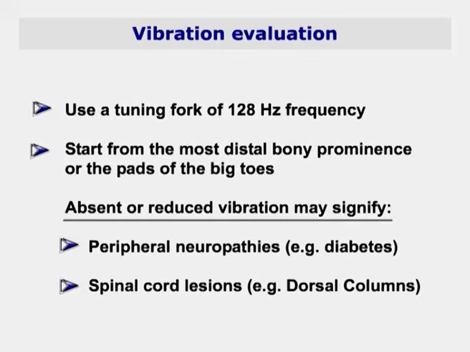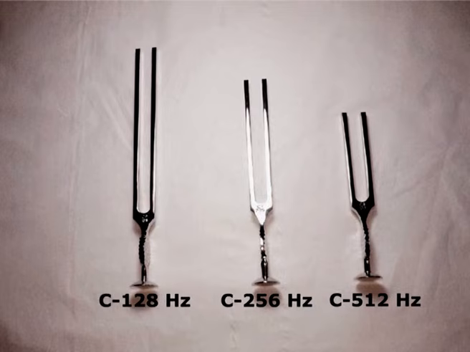Testing for vibration is another important and yet simple way of investigating neurological disorders. In conditions like peripheral or diabetic neuropathies, reduced vibration sense is often one of the earliest presentations. But remember that vibration sense declines with age, so take this into account when examining. You need to use a tuning fork of 128 Hz frequency.